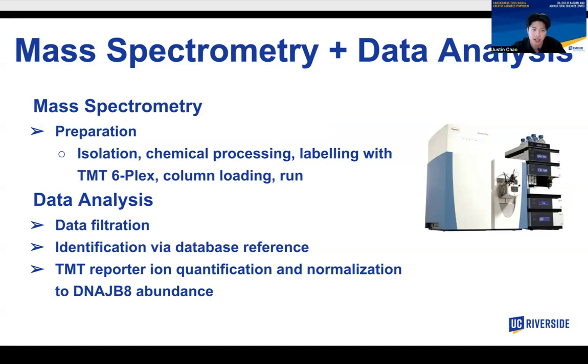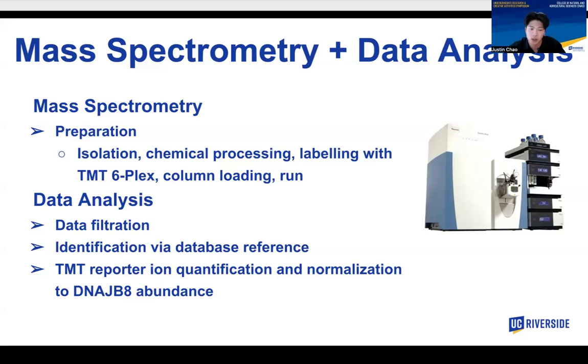Mass spectrometry and data analysis is the crux of our experiment and is used to quantify and identify our proteins. First, we need to prepare our samples with isolation, cutting the larger protein chain into individual peptides that are easier to identify. We then process them chemically, allowing them to bind more easily to our TMT 6-plex labels. This is a set of 6 isotopic labels that allow the mass spec to identify each sample.